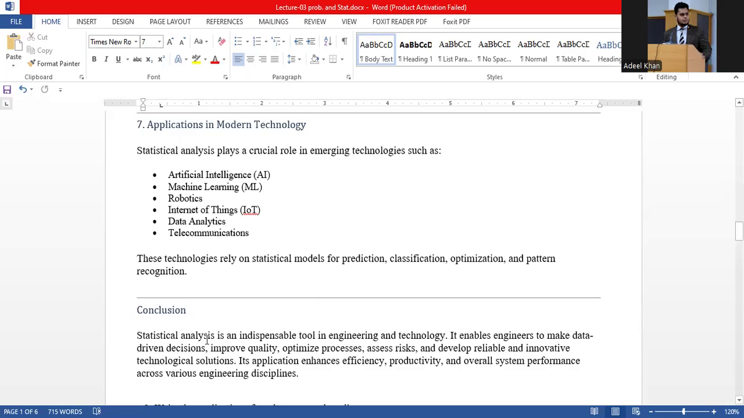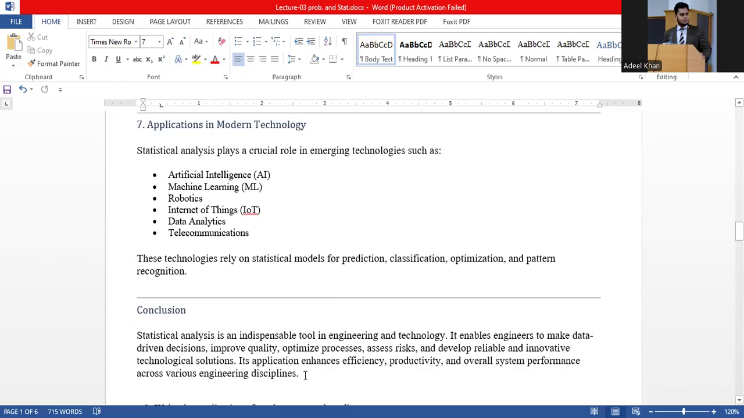At the end, the conclusion of this topic is statistical analysis is an indispensable tool in engineering and technology. It enables engineers to make data-driven decisions, improve quality, optimize processes, assess risks, and develop reliable and innovative technological solutions.